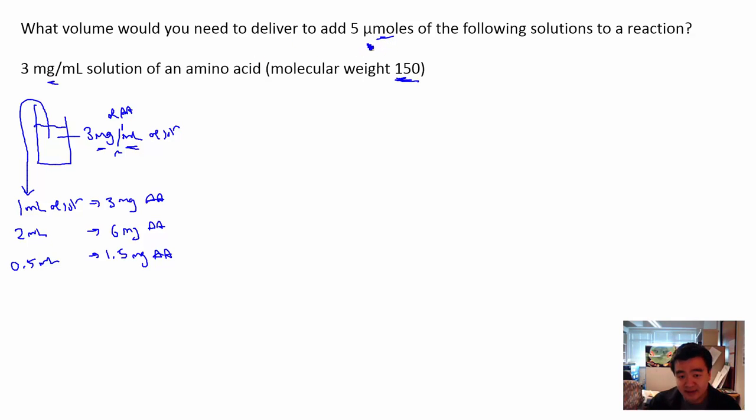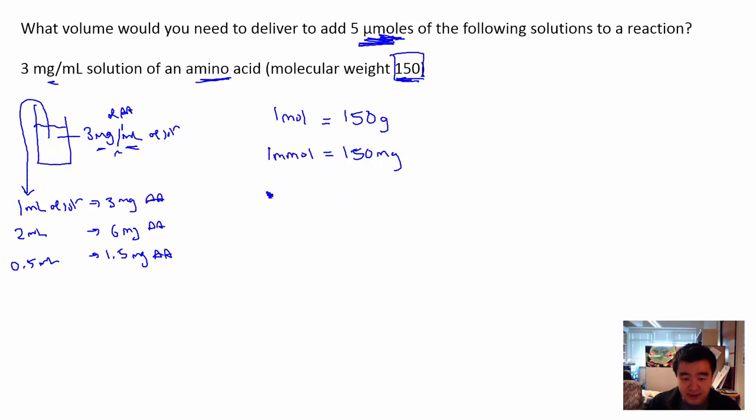So how many milligrams of amino acid do I actually need? Well, I need 5 micromoles. So we need to somehow convert this micromole measurement into a milligram measurement. And to do that we use a molecular weight. Again, a molecular weight of 150 means that 1 mole of this amino acid weighs 150 grams. So 1 mole is equal to 150 grams, which means that 1 millimole is equal to 150 milligrams, just putting the milli prefix before the mole and also the grams.